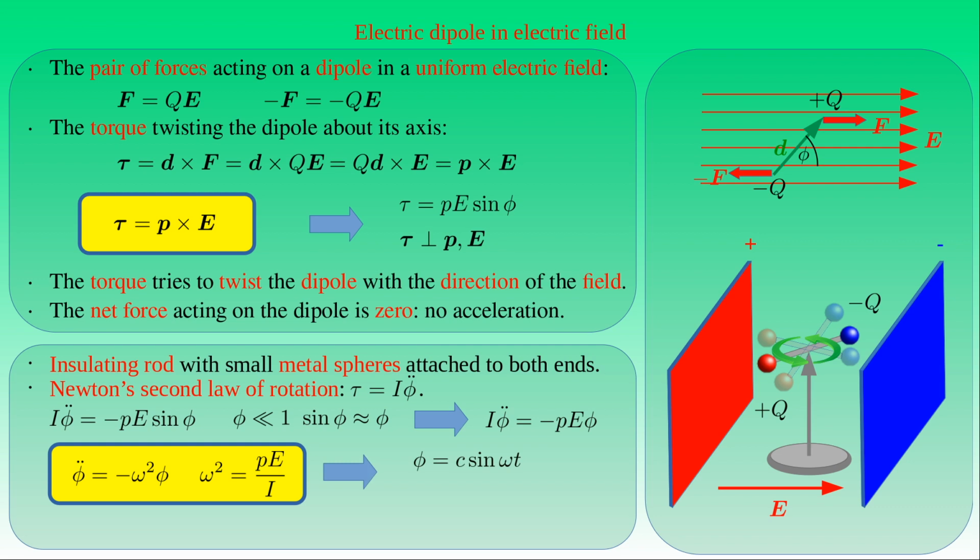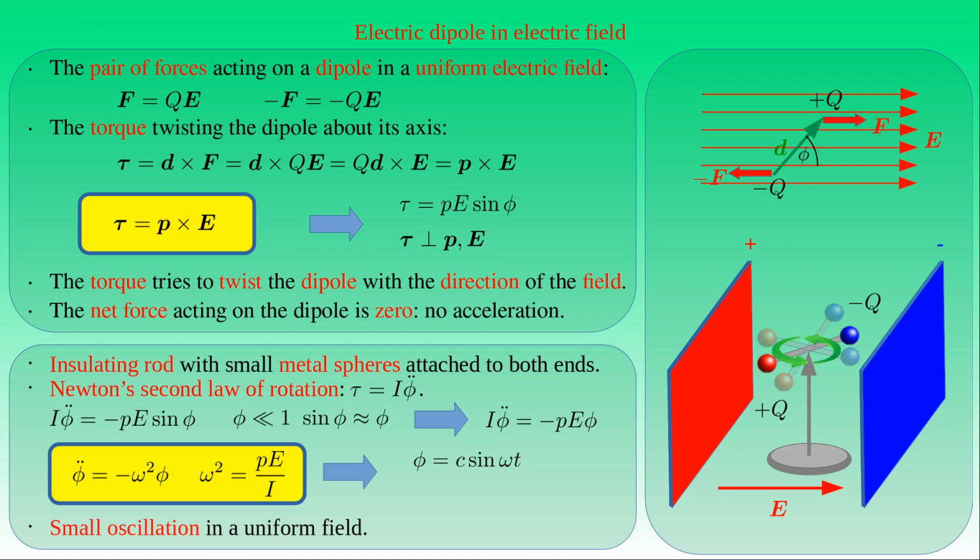The amplitude c is a constant of integration which can be determined by the initial value condition, that is, the initial direction of the dipole with respect to the electric field. The solution shows that the system of the rod and the charged spheres performs a small oscillation in the uniform electric field with the angular frequency omega.